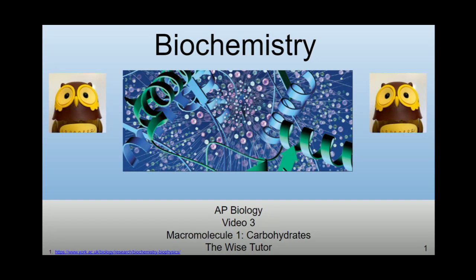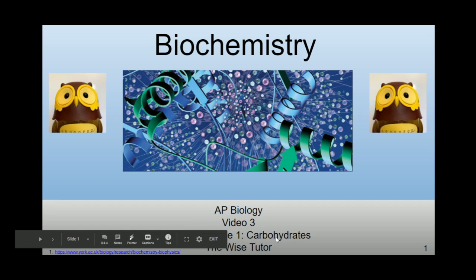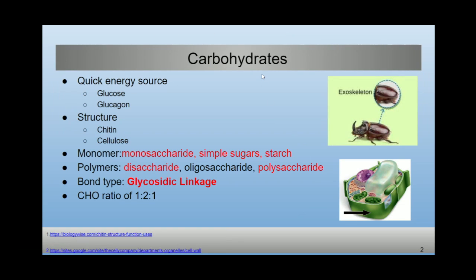Today we're going to start our third AP Biology video in the biochemistry unit. It's about our first macromolecule that we're covering, which is carbohydrates. Okay? So carbohydrates. So some quick functions here. Carbohydrates are primarily known for their quick energy source.